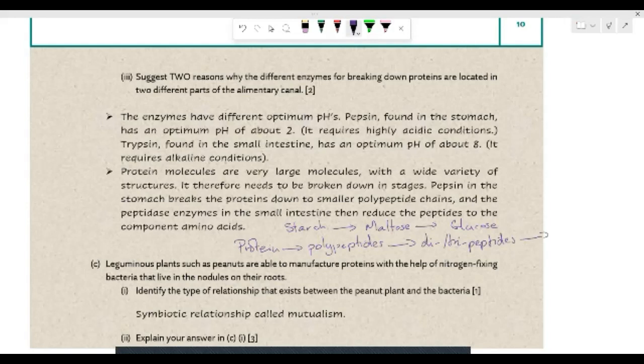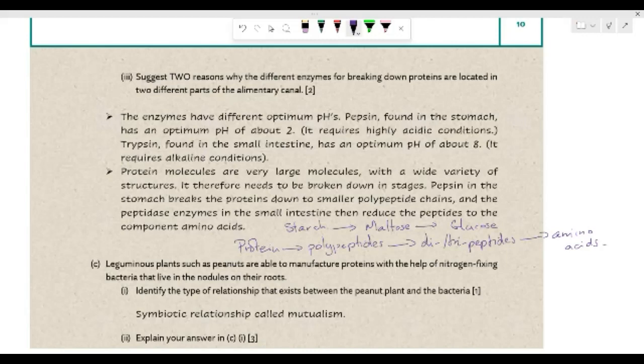And then it breaks it down to amino acids, which is your final product. Okay, so you see how many more stages are involved. All right, so that is why you need several enzymes in different parts of the alimentary canal, right?